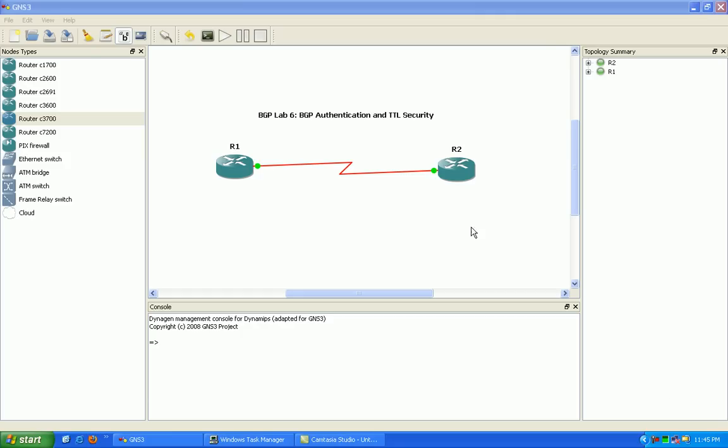Hello, my name is Steve Bowler, and in this video I'm going to be configuring Border Gateway Protocol, BGP, Authentication, and Time to Live Security, our TTL Security. What we're going to do is go over how to set up BGP Authentication, MD5 Authentication between two BGP peers. We're also going to take a look at how to configure TTL security with BGP.